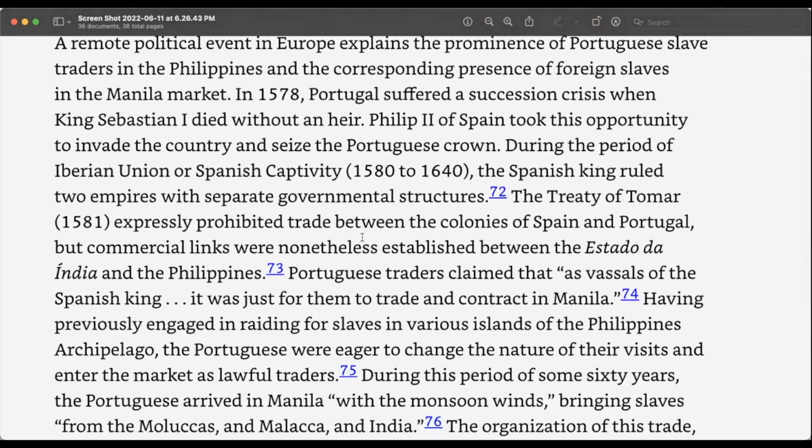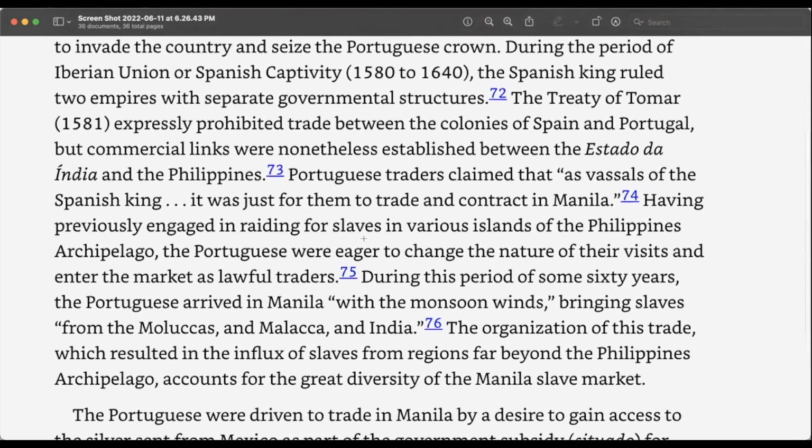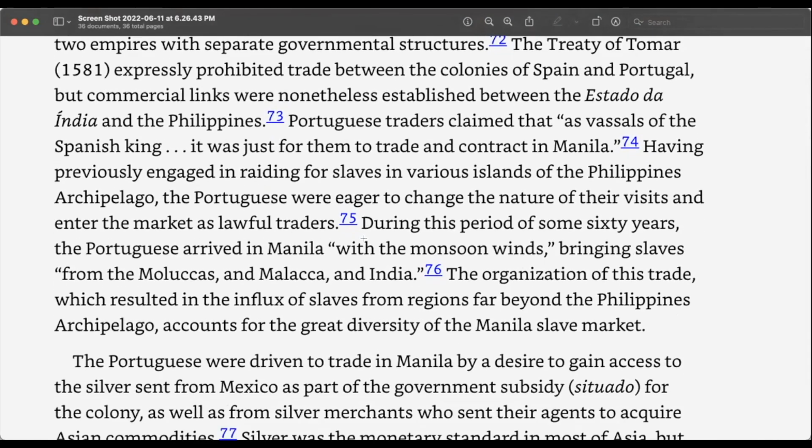Portuguese traders claimed that as vassals of the Spanish king, it was just for them to trade and contract in Manila. Having previously engaged in raiding for slaves in various islands of the Philippine archipelago, the Portuguese were eager to change the nature of their visits and enter the market as lawful traders. During this period of some 60 years, the Portuguese arrived in Manila with the monsoon winds, bringing slaves from the Moluccas and Malacca in India.